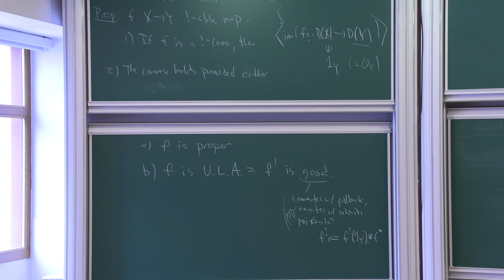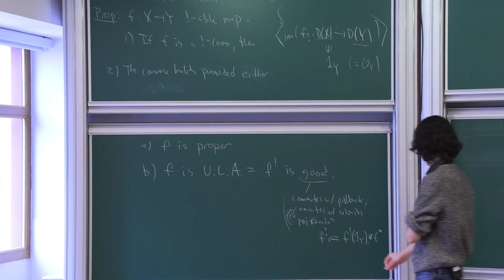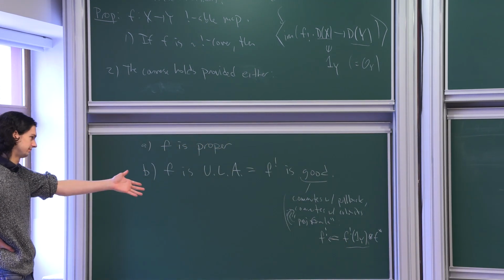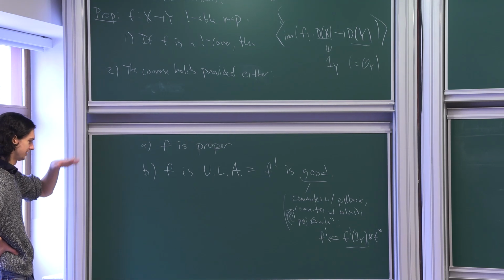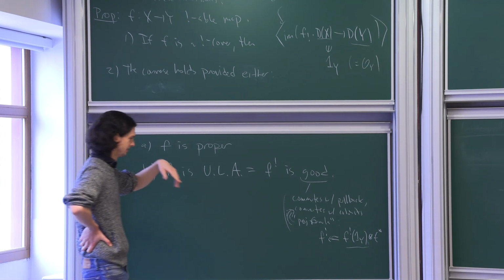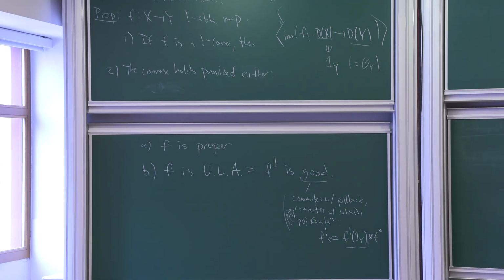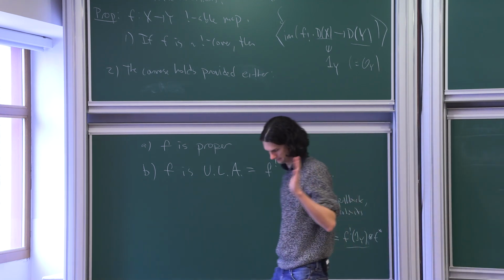So how to think about this ULA condition? This is kind of like the dualizing object, and the main claim is that the dualizing object is compatible with pullback. If you're thinking of f from x to y as some family, then it's saying that the dualizing object behaves very nicely in the family. So it's some kind of equisingularity property for f from x to y.